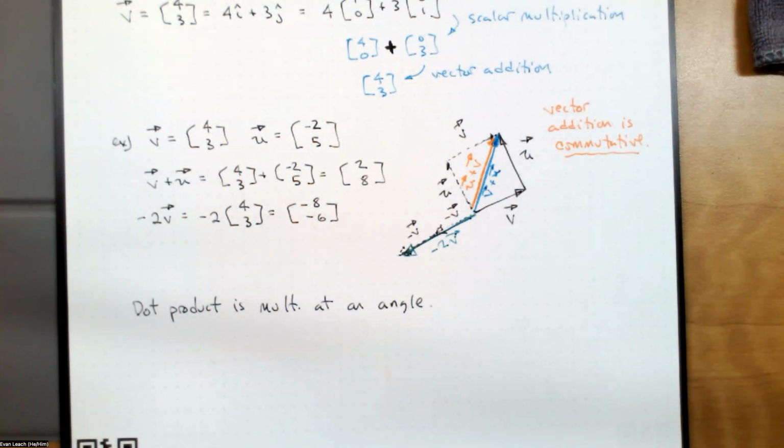It's multiplying magnitudes that aren't going in the same direction. It works if they are going in the same direction just fine, but that's how we want to think of it. The way I phrase that is I say the dot product is multiplication at an angle. 2 times 5 is 10 when the 2 and the 5 are both in the same direction. We need a dot product if they're going in different directions.